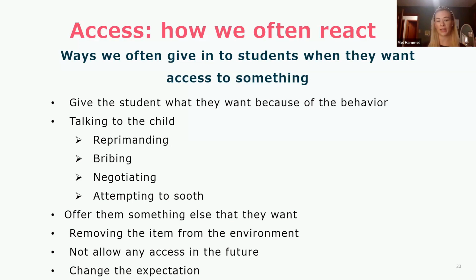Bribing, negotiating, attempting to soothe, like, I know you want that toy and I'm sad that you want that toy. It's just not a choice right now. Or negotiating, like, okay, your brother can have the toy for 2 minutes and then you can have it for 5 minutes. Those sorts of things would definitely be a common way that we respond.